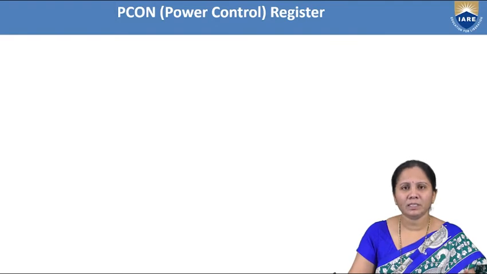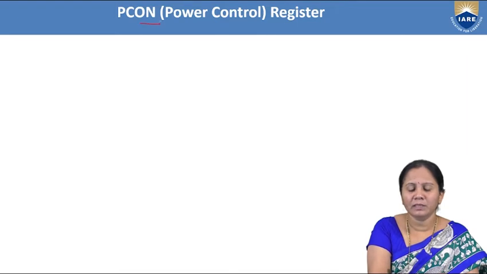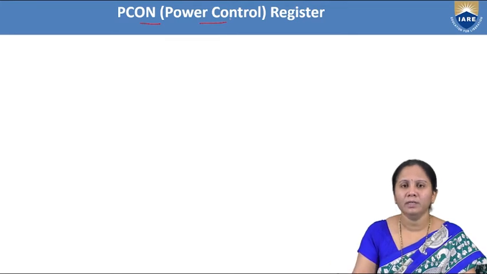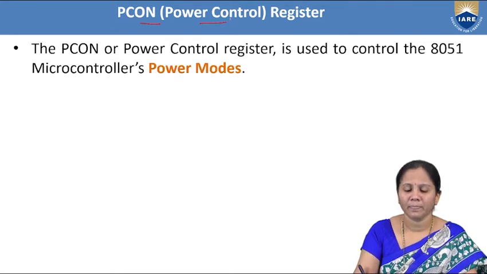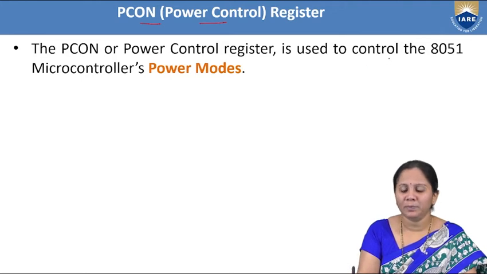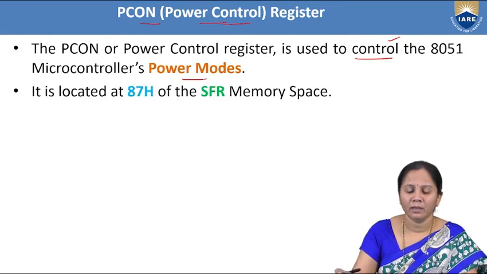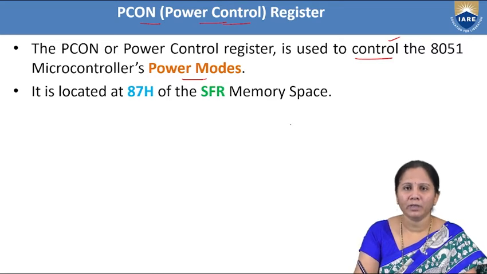Now coming to the detailed discussion of the peripheral control registers. The first register is the PCON register. PCON stands for power control register. The PCON register is used to control the 8051 microcontroller power modes. And this PCON register has a fixed address in the SFR address space, which is 87H.